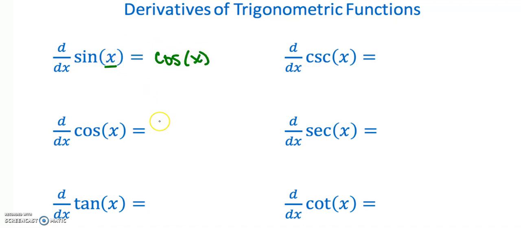Could you guys believe that I wrote that? The derivative of cosine is going to be equal to negative sine of x. He wrote that one too. The derivative of tangent of x is secant squared x.